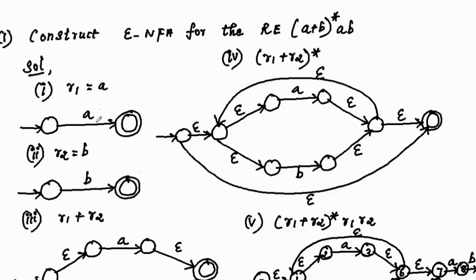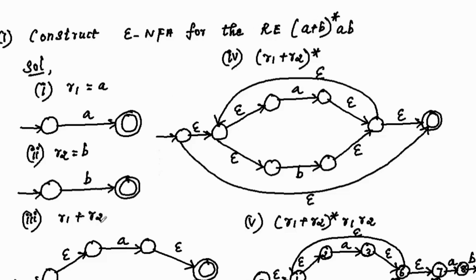So we have done the A part and B part. After that, we need to perform the union operation. Look at the question, (a plus b) raised to the power star ab. So a, b, we have separately drawn the transition diagram. Then we need to perform a plus b, the union operation.